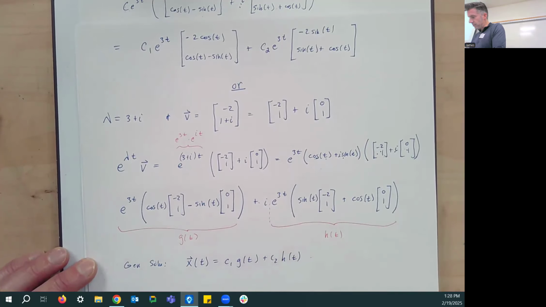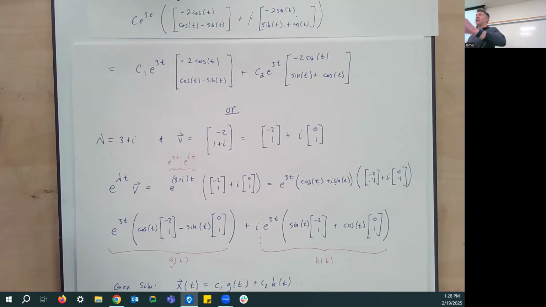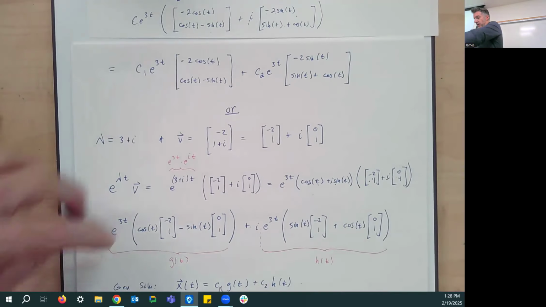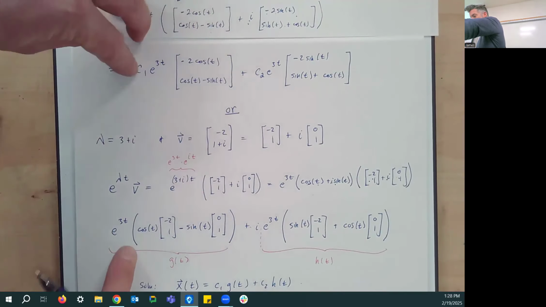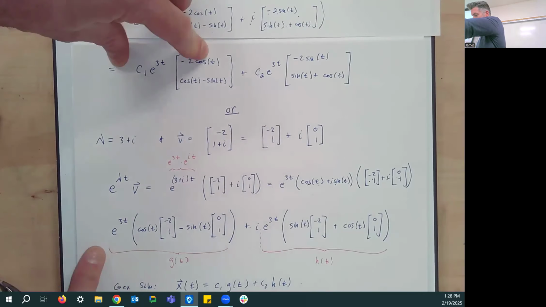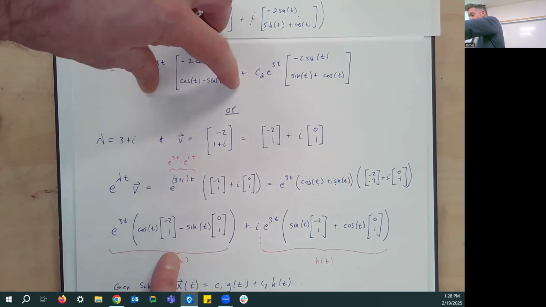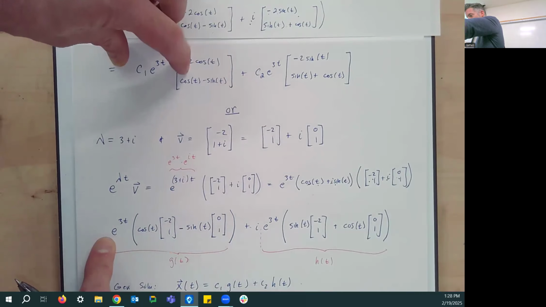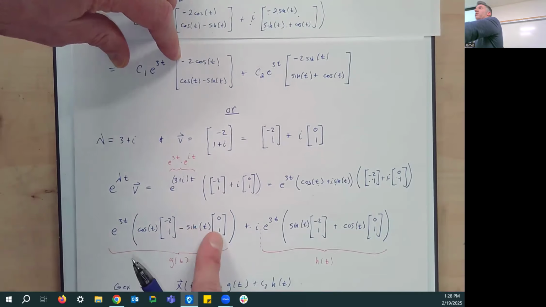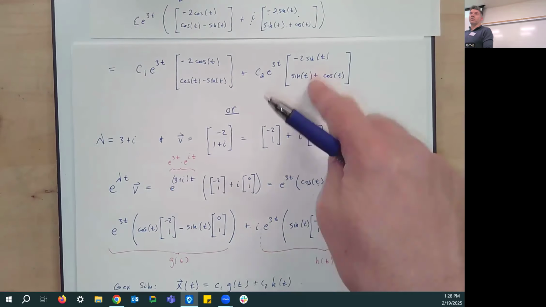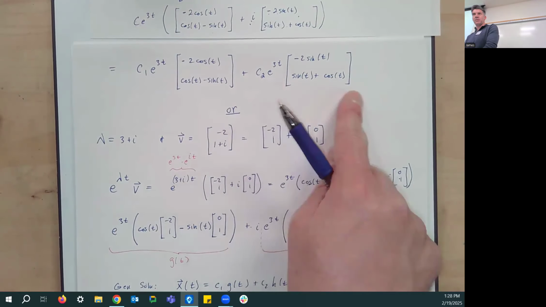But if you look at the vectors we have, hopefully you can see that we've got the same stuff, right? Our c1 times all of this is the same as this. Up here you have c1 e to the 3t times negative 2 cosine minus 0. And for the second part, you have c1 e to the 3t times cosine minus sine. Down here you have c1 e to the 3t times cosine times 1 minus sine times 1. The same thing. Same part over here too, right? This piece over here is the exact same as this piece over here.